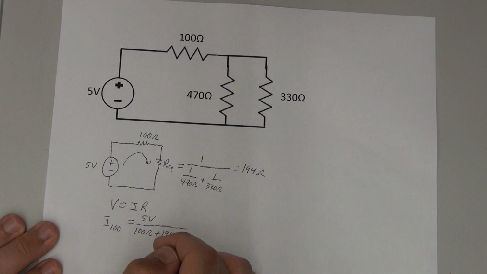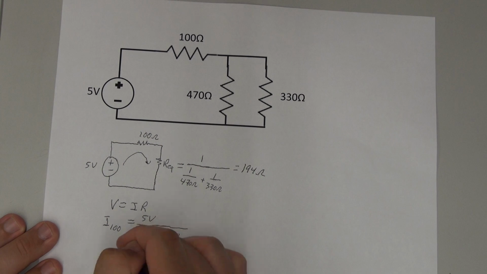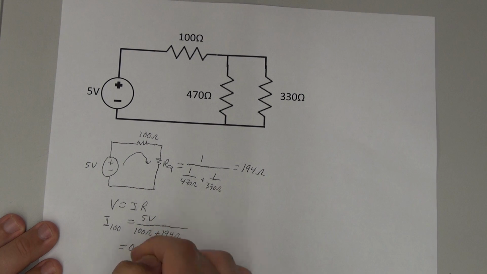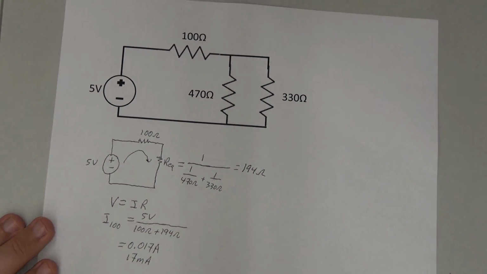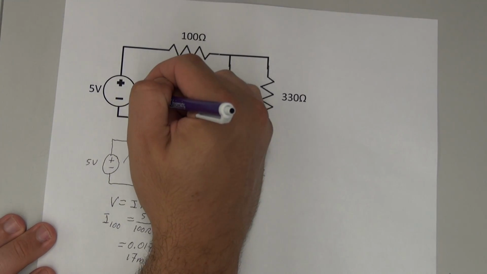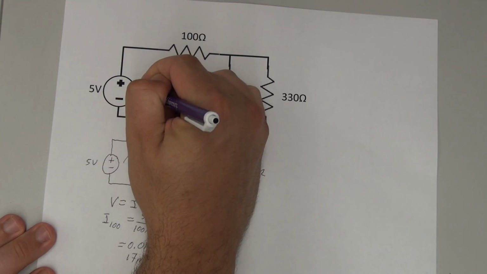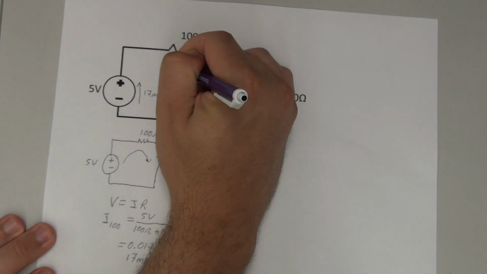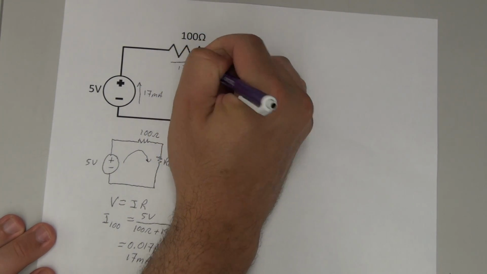And if you go ahead and do out that math, then what you will get is 0.017 amps approximately, and we'll go ahead and write that in terms of milliamps, so 17 milliamps. So now we know the current, and we can go ahead and label that on our original circuit. So here we go, we have 17 milliamps here, we have 17 milliamps there.